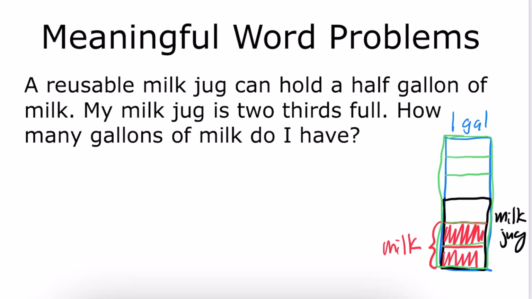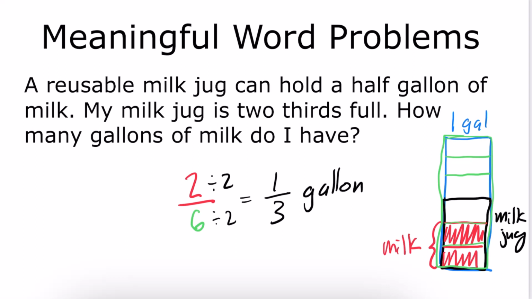as well. And so that means that my portion of my milk jug that's filled up with milk is filling 2 out of the 6 pieces that are in the gallon altogether. And so this tells me that the amount of gallons of milk that I have is 2/6. And I could also reduce this by dividing the top and the bottom by 2 to get 1/3 of a gallon of milk. So that's my answer.